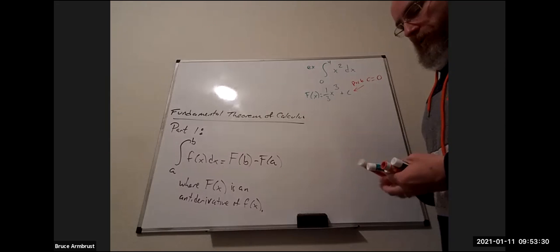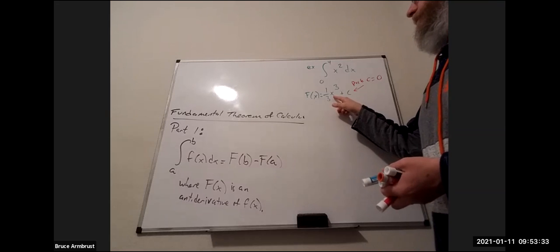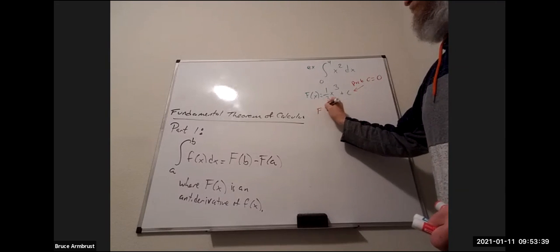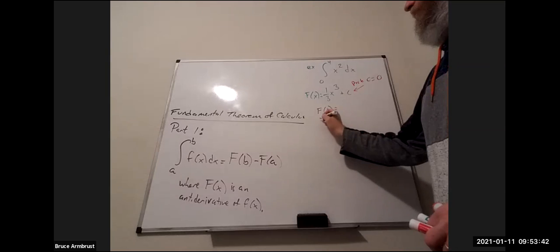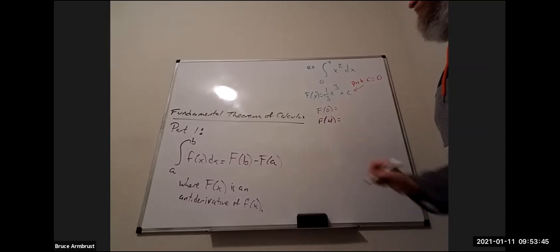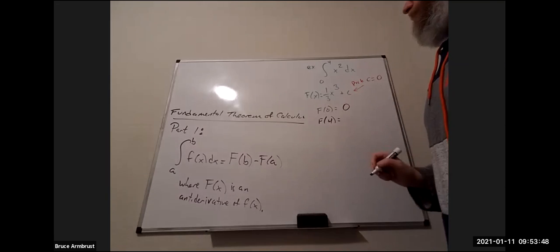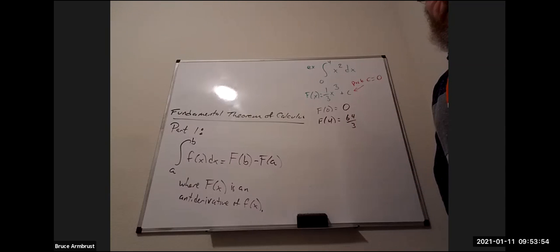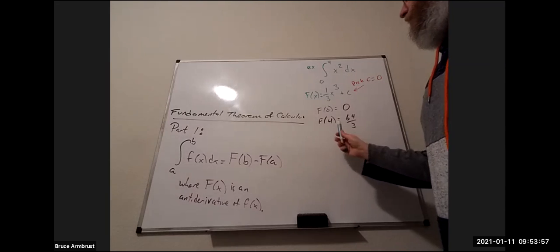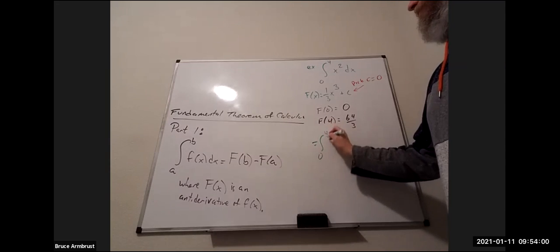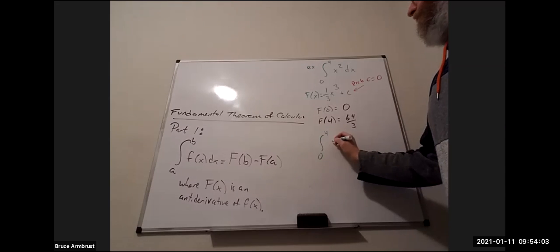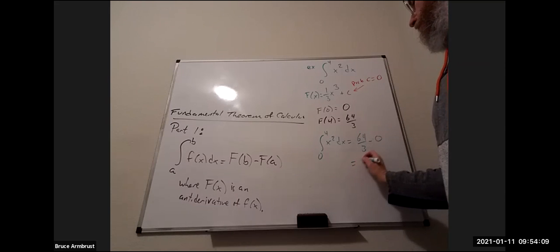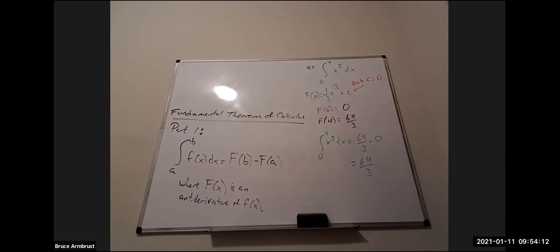All right, so here's what we need to do then. We need to evaluate this at the endpoints. So we need to do F of 0 and F of 4. If I put in 0, I get 0. If I put in 4, I get 64/3. So this integral from 0 to 4 of x squared dx is going to equal 64/3 minus 0, or 64/3.